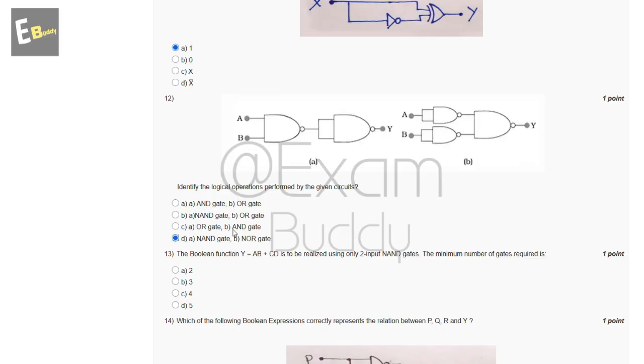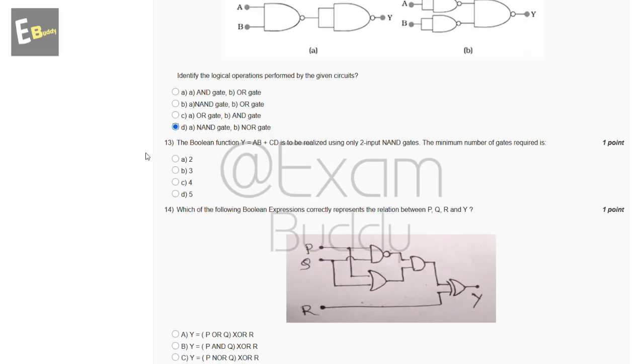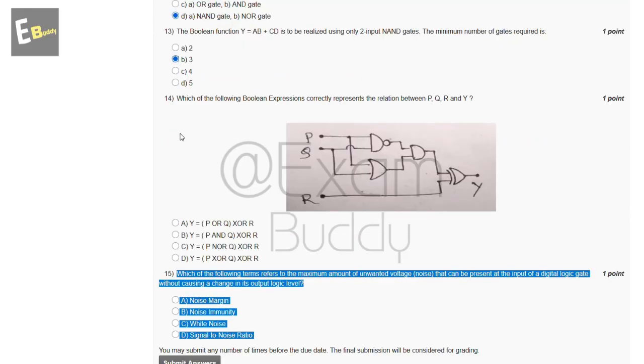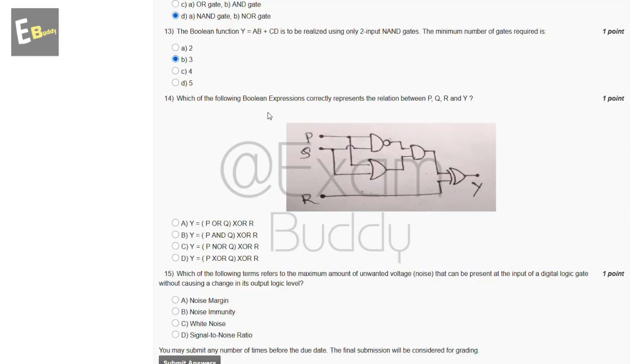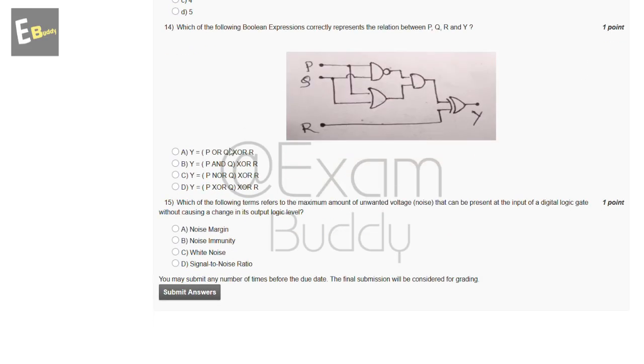NAND gate, NOR gate. Now the 13th question is the Boolean function Y is equal to AB plus CD is to be realized using only two input NAND gates. The minimum number of gates required is. These are the options and the answer of our 13th question is B, 3. Now the 14th question is which of the following Boolean expressions correctly represents the relation between P, Q, R and Y? So the answer of our 14th question is D.